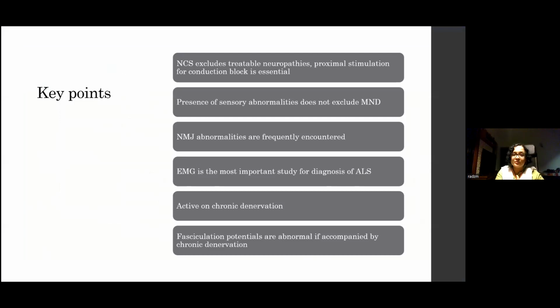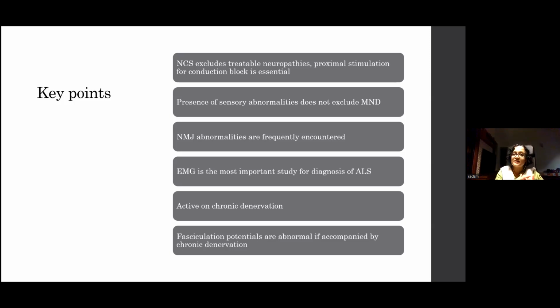So key points in motor neuron disease: nerve conduction studies exclude treatable neuropathies. Proximal stimulation is important, particularly in lower motor neuron syndromes, to exclude a demyelinating motor neuropathy. Just because you have sensory abnormalities does not exclude motor neuron disease. Look at the bigger picture, look at how the motor responses are affected compared to the sensory studies.